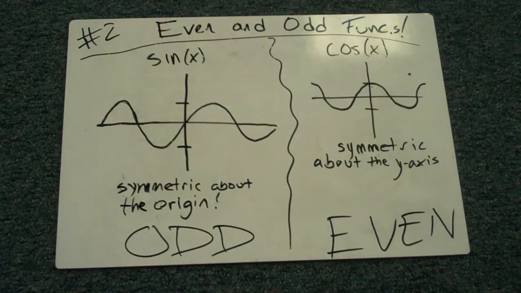Today we will teach you about even and odd functions. Starting with even functions. Even functions are symmetric about the y-axis, as you can see in the cosine graph. Odd functions are symmetric about the origin. A good example of this is the sine function.